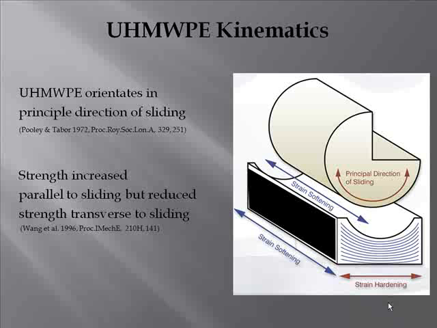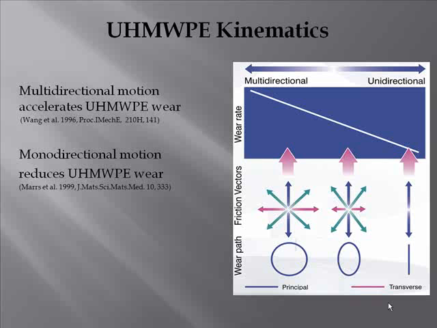Polyethylene orientates in the principal direction of sliding. This is old data from the 1970s. And the strength of polyethylene is increased parallel to sliding, but is reduced transverse to sliding. If you have multi-directional motion on polyethylene, you will accelerate wear, whereas monodirectional motion will reduce wear.